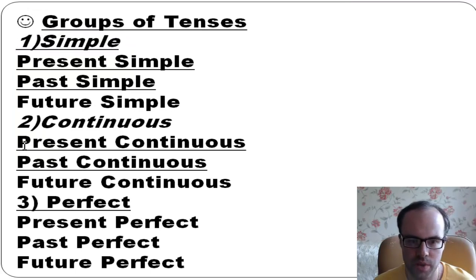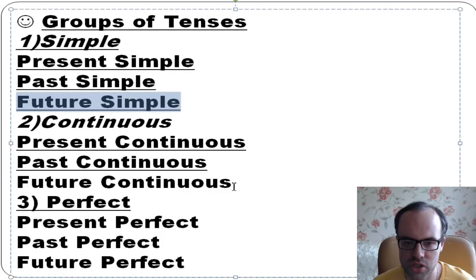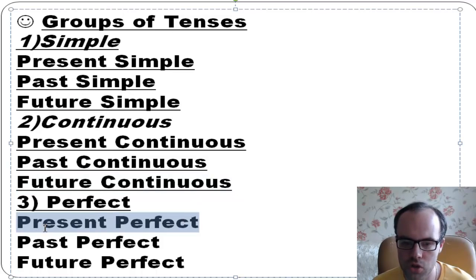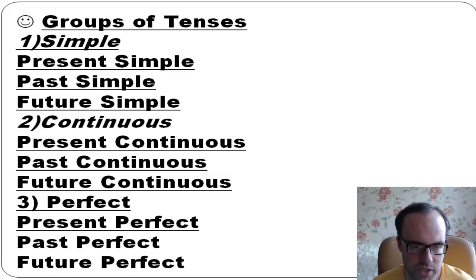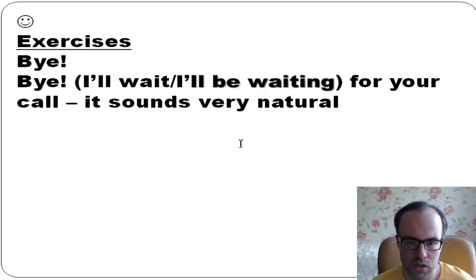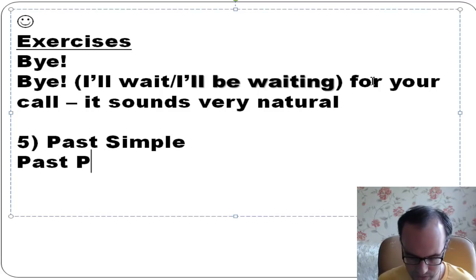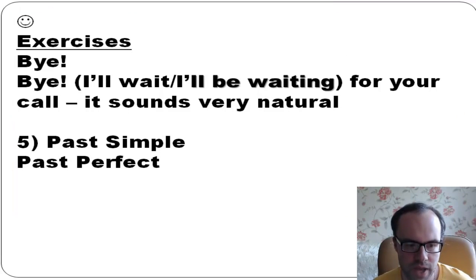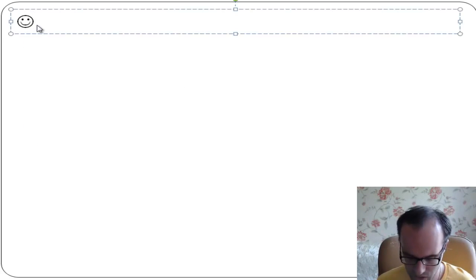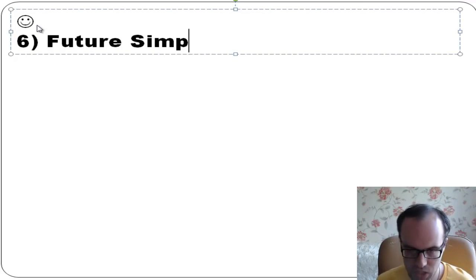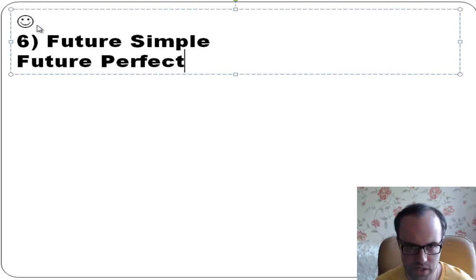So, we talked about future simple and future continuous. We also talked about present perfect. So, what are we going to do now? We need to compare past simple and past perfect, and future simple and future perfect. Are you ready? I hope you are. So, let's do it. Past simple and past perfect, and then we need to look at the difference between future simple and future perfect.